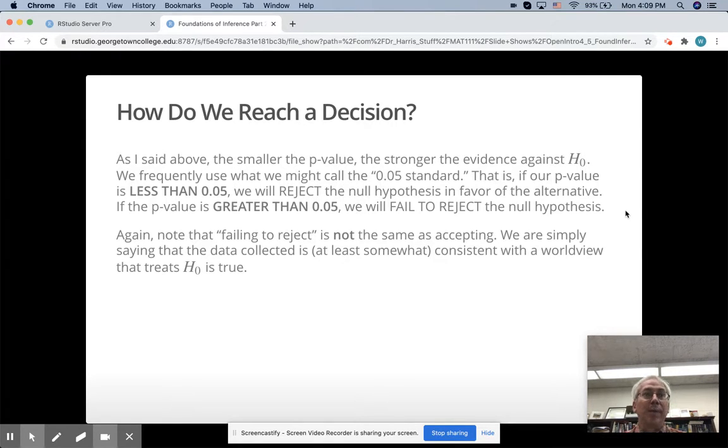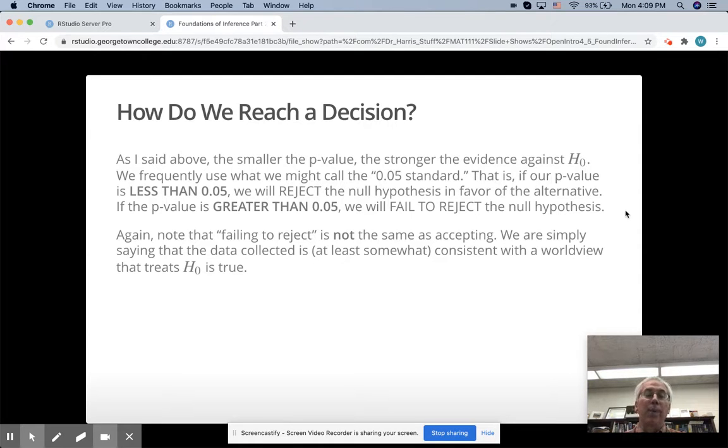And so once I've got the p-value, how am I going to decide whether or not I should reject or fail to reject the null hypothesis? The standard that social scientists and natural scientists have come up with, they've agreed on a convention for when to decide to reject the null hypothesis. And that's going to be the case where the p-value is less than 0.05.